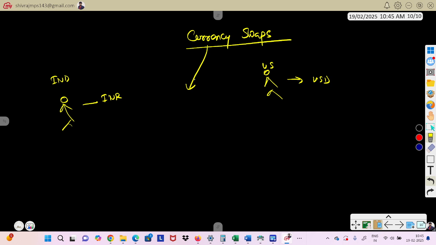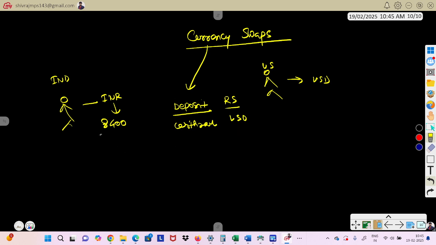No. Let's say you have 84,000 in your pocket. So that 84,000 you need to deposit, right? To withdraw, deposit rupees and withdraw USD. So it means we basically swap it, correct?